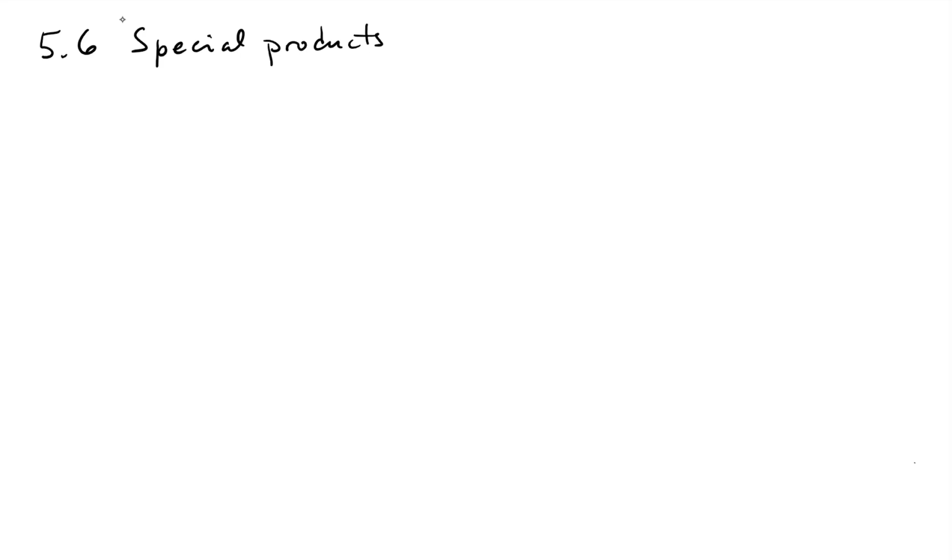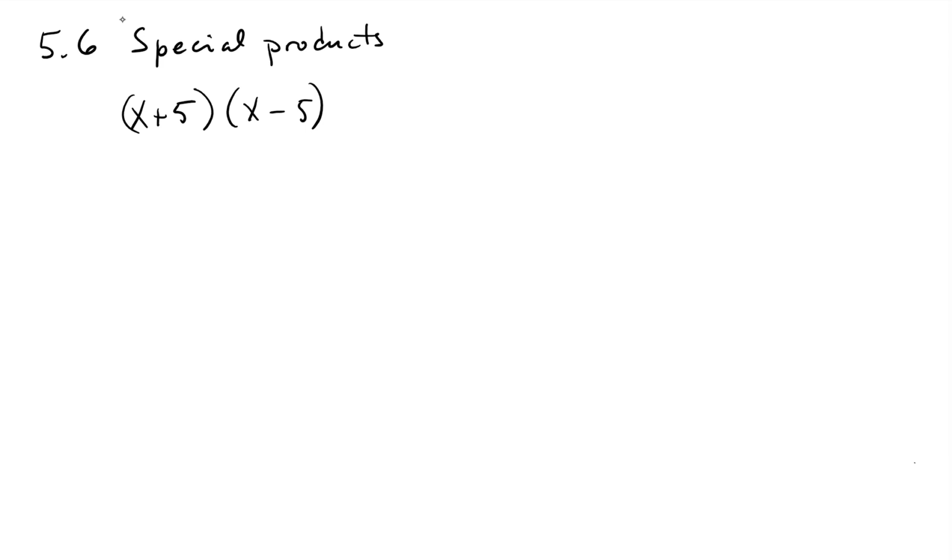This last section of chapter 5 is still on multiplication, but it's about shortcuts. And what do I mean by this? Suppose I have to multiply x plus 5 with x minus 5.